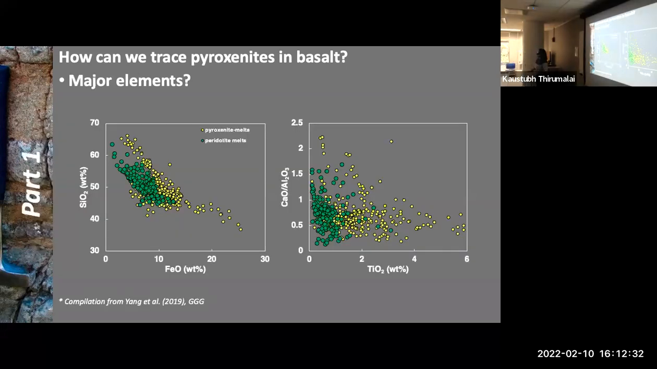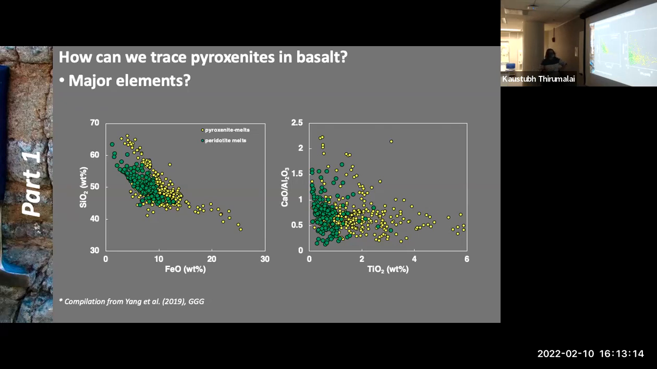What about major elements? The problem of major elements is that a lot of the melts that are produced by peridotite and pyroxenite overlap. The reason for that is that even if the mineralogical assemblages are very different between peridotite and pyroxenite, they have basically the same phases present in the melt in both types of rocks. You will still have both pyroxene and an aluminum phase, and potentially some olivine, which means that the melting reactions are going to be quite similar between the two different lithologies. And that explains why we have so much overlap.